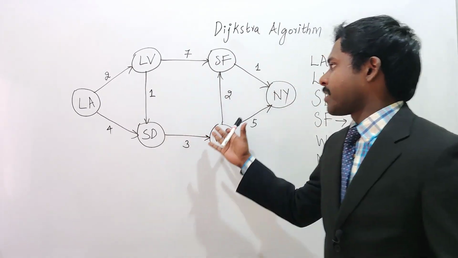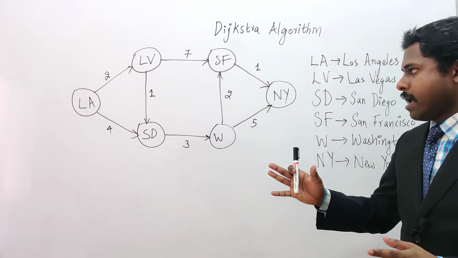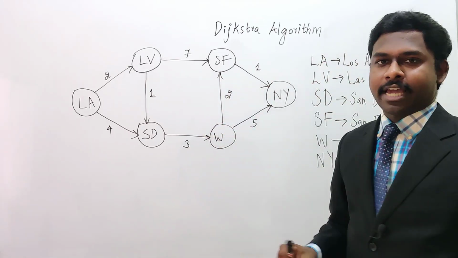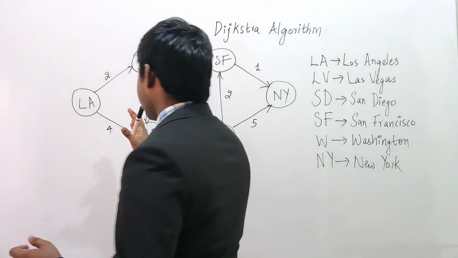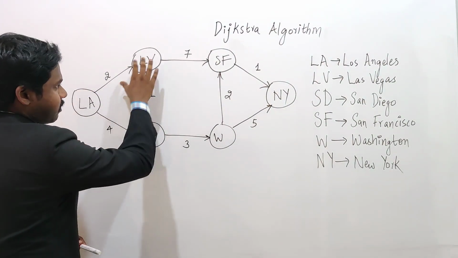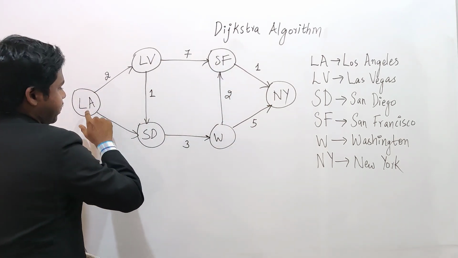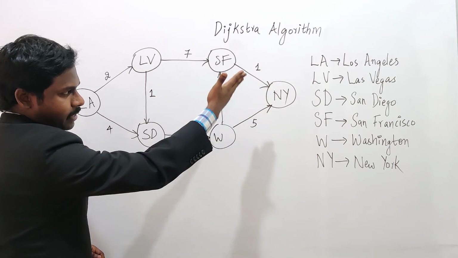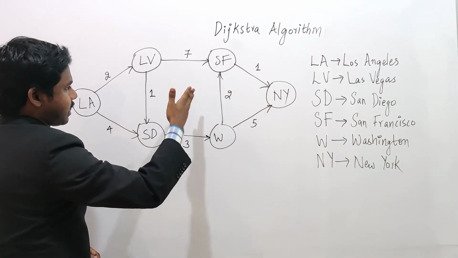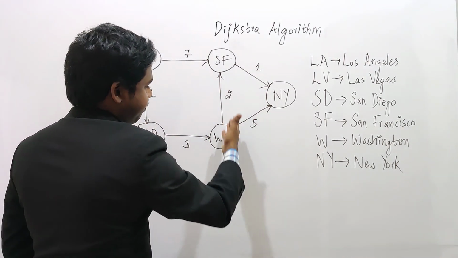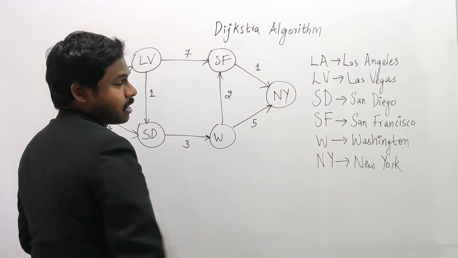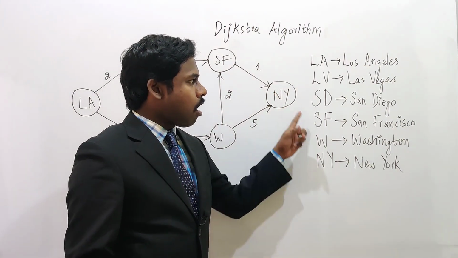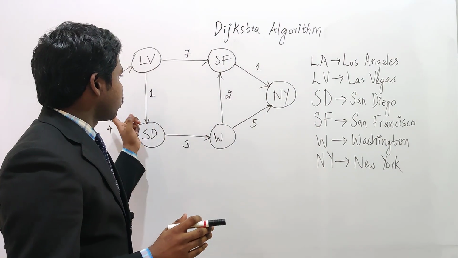So this is the real life example which I've considered, okay? So this is actually the graph which I created. Now, this graph will have different places. So these are different places, okay? So this is Los Angeles, California. You will be able to see all the places here, okay? Los Angeles, Las Vegas, San Diego, San Francisco, Washington, D.C., and New York City. So you will have all of these cities, and you have distances.